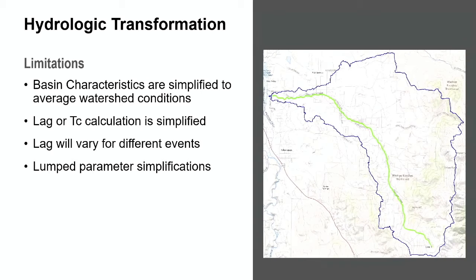Lumped parameters, such as curve number, those are simplifications of the geometry. And each watershed, as we know, is a very complex system and can react very differently. So we are sort of oversimplifying these methods. And these methods were created in time before computers. So it was necessary to simplify these.